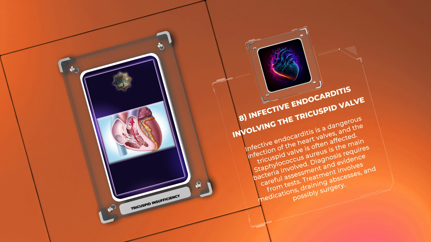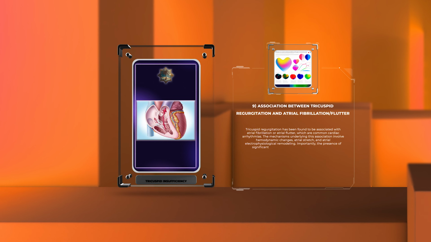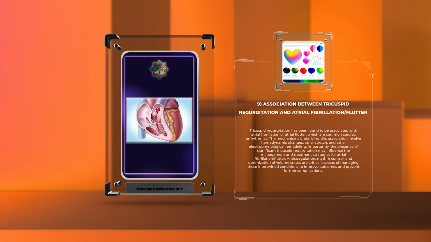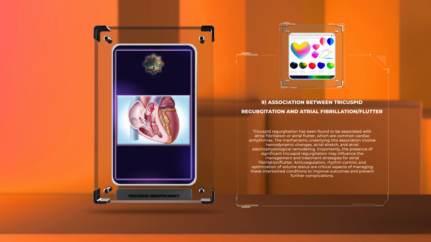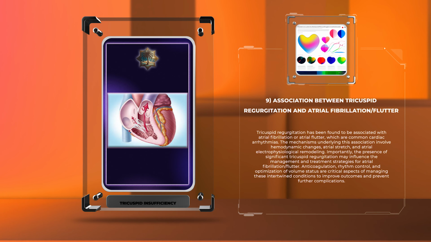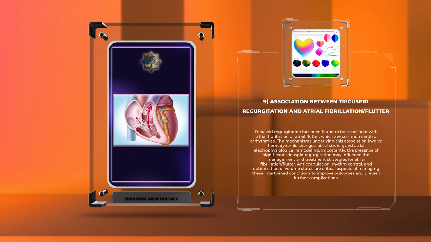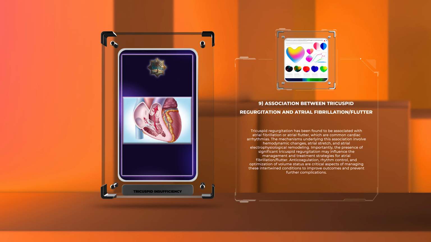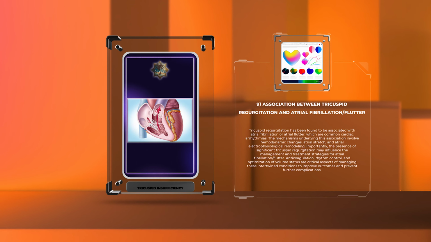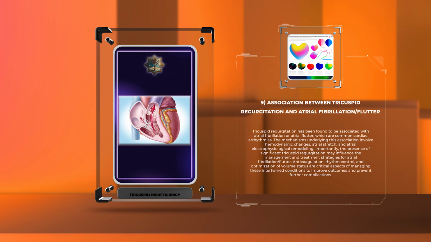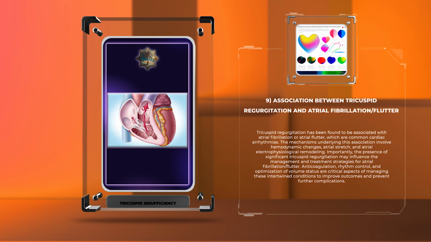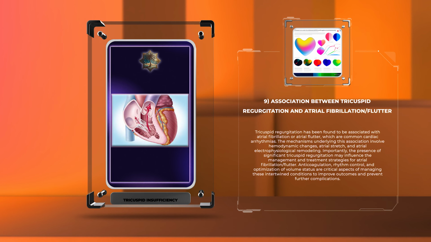Tricuspid regurgitation has been found to be associated with atrial fibrillation or atrial flutter, which are common cardiac arrhythmias. The mechanisms underlying this association involve hemodynamic changes, atrial stretch, and atrial electrophysiological remodeling. Importantly, the presence of significant tricuspid regurgitation may influence the management and treatment strategies for atrial fibrillation/flutter. Anticoagulation, rhythm control, and optimization of volume status are critical aspects of managing these intertwined conditions to improve outcomes and prevent further complications.